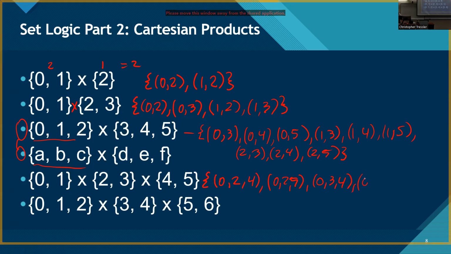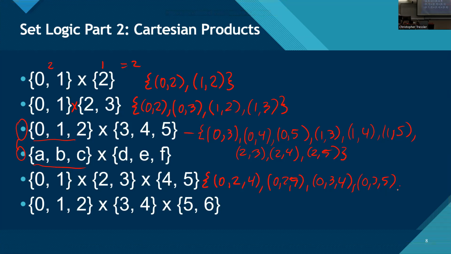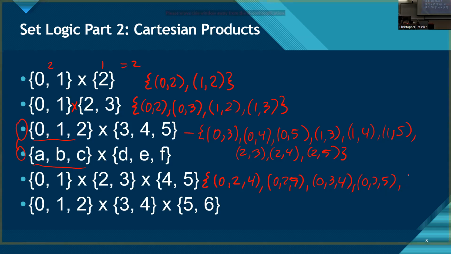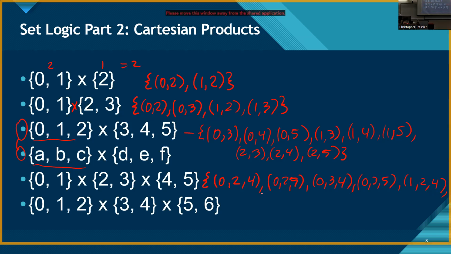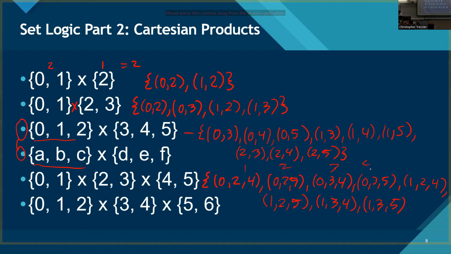And we're going to have 0, 3, 5. And then we're done with 0, right? So then we're going to have to go on to 1. We're going to have 1, 2, 4, and 1, 2, 5. And then finally, we're going to have 1, 3, 4, and 1, 3, 5. Now, if I do this, this is 2 times 2 times 2, which is 8. So we should have 1, 2, 3, 4, 5, 6, 7, 8.